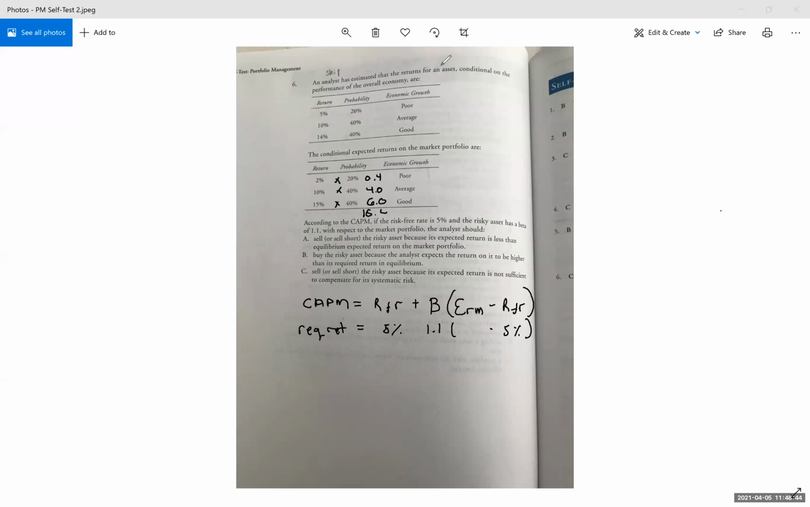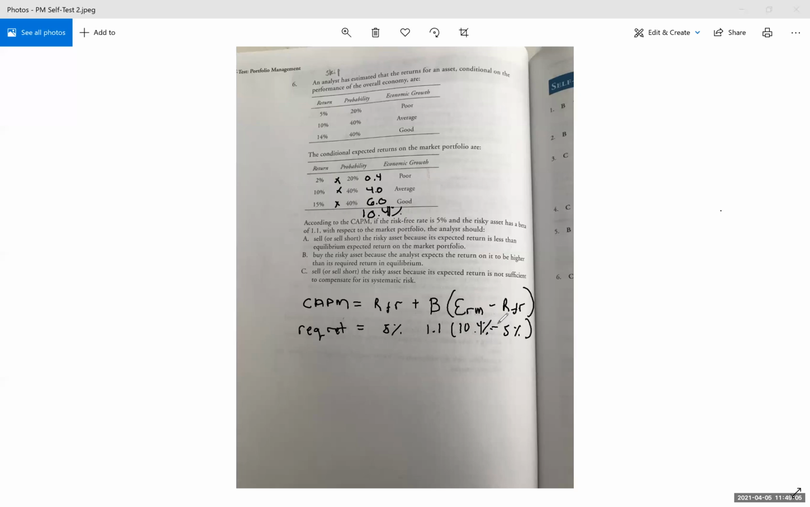So this is what we're expecting to get ahead of time. Without knowing which economic state is going to occur, we know on average we're going to get 10.4%. So that's going to be our input here, 10.4% minus.